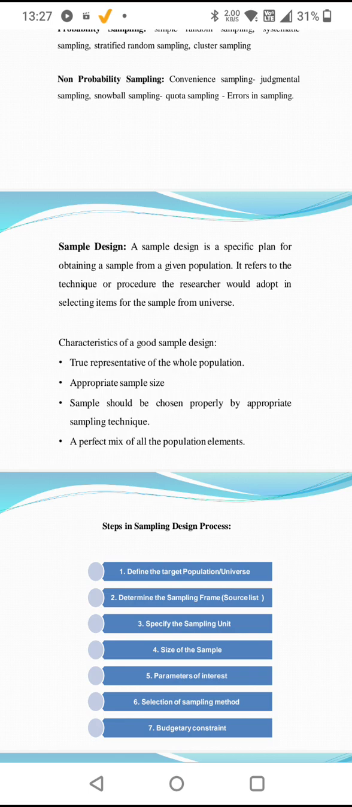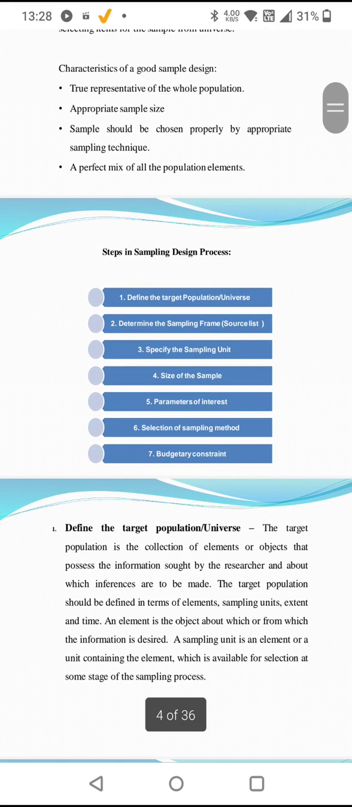So what are the characteristics of a good sample design? It should be a true representative of the whole population. It should be appropriate, and it should address an appropriate sample size. The sample should be chosen properly by an appropriate sampling technique, and a perfect mix of all the population elements should be there in the sample design. Next, while developing a sampling design, the researcher must pay attention to the following points.